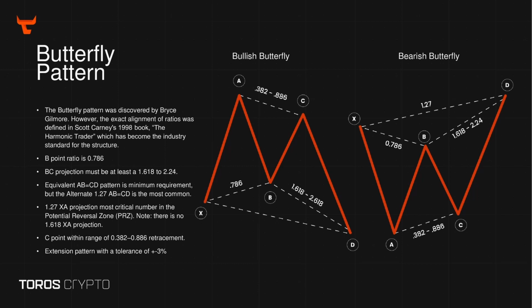For the butterfly, again, we're looking at a tight alignment, and so we're preferably looking for the ratios to be close to being exact, and we have a tolerance of plus or minus 3% on the butterfly pattern. Again, like the Gartley, because we would like a pattern that's tight, we're also looking for reaction off the levels as well.